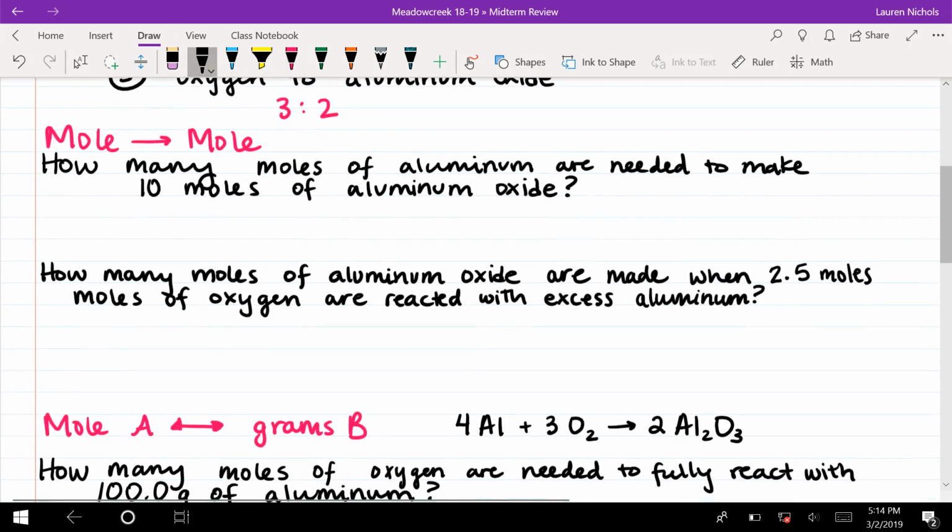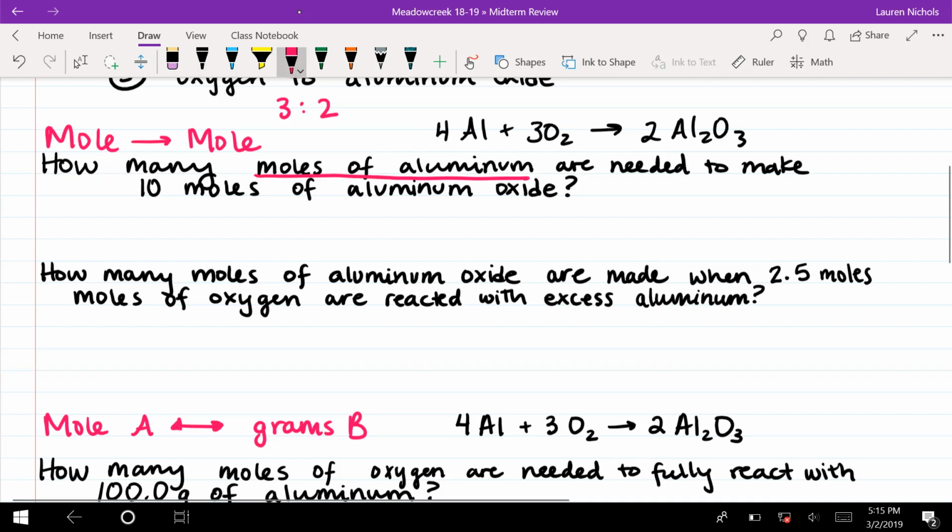So the first kind of conversion, and we're going to need our equation down here just to help us see so we don't have to keep scrolling. We can use it to change from moles of one chemical to moles of another. For example, if we know that we have 10 moles of aluminum oxide, we can figure out how many moles of aluminum we need in order to create that amount. Here it says how many moles of aluminum are needed to make 10 moles of aluminum oxide.